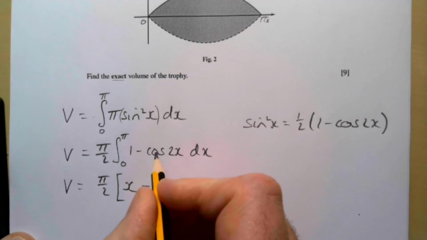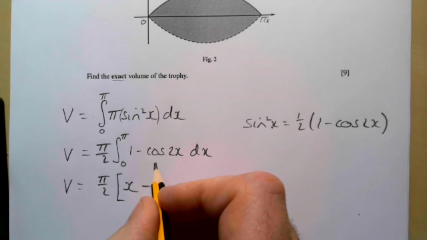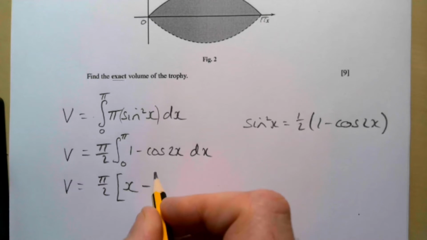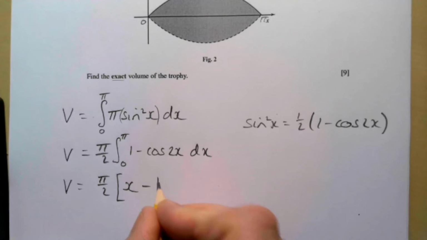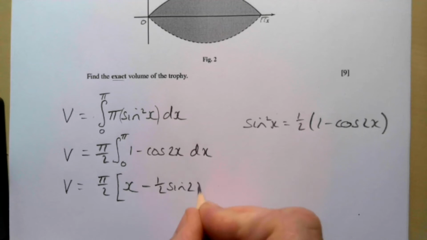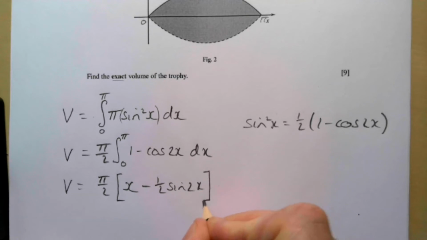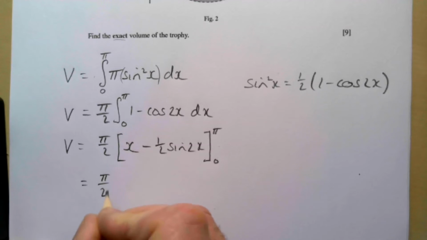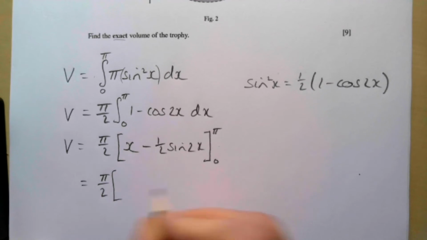take away then, if I integrate cos I get sine, if I integrate cos 2x I get a half sine 2x. If you're not sure about that, you need to look at some of my notes videos, and that then is between pi and 0. I'm going to do a pi over 2 for these big brackets.